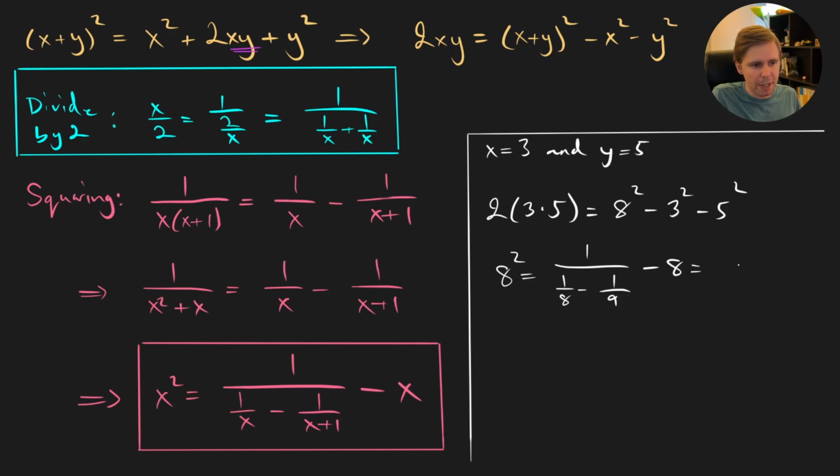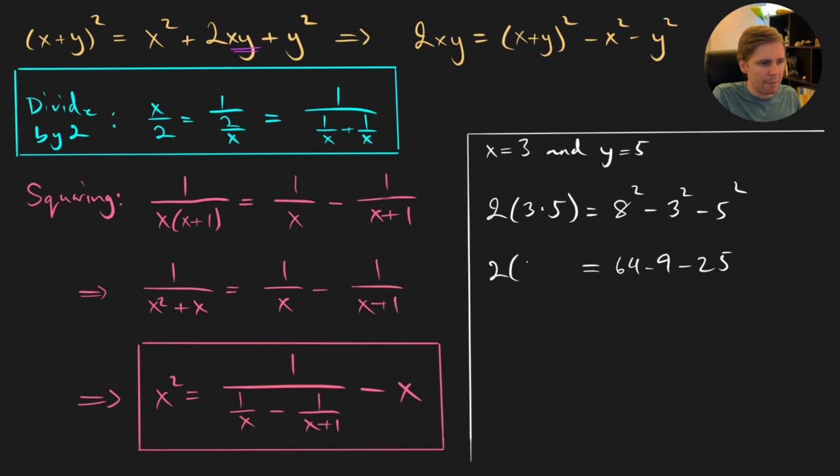So this whole bit here is 72. And then we have the minus 8. And so we get 72 minus 8 is 64. And we'll do the same thing for 3 squared and 5 squared. So we are able to figure out the entire right-hand side just using subtraction and reciprocals. So we get 64 minus 9 minus 25.